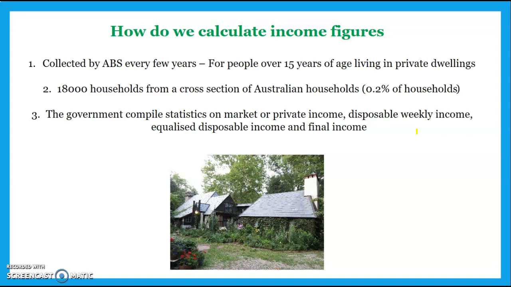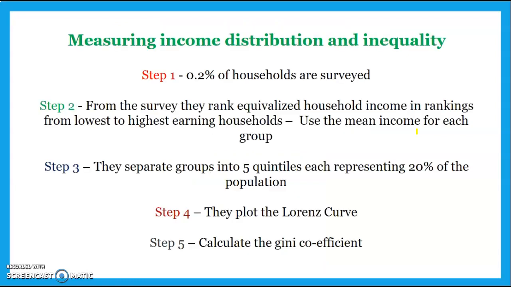But basically, it calculates 18,000 households from a cross-section of different households, so they don't survey everybody. They survey about 0.2% of households and get statistics on their income and the amount of people living in their house and a range of other statistics. So step one, 0.2% of households are surveyed. That's what they do first. They go around and they survey 0.2% of Australian households.